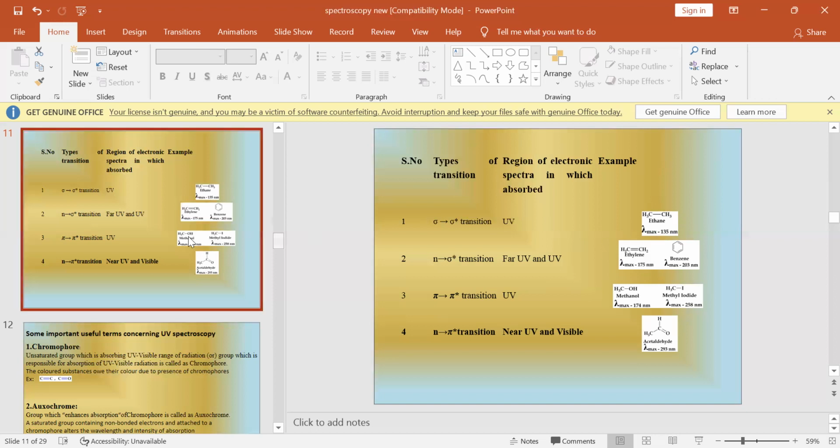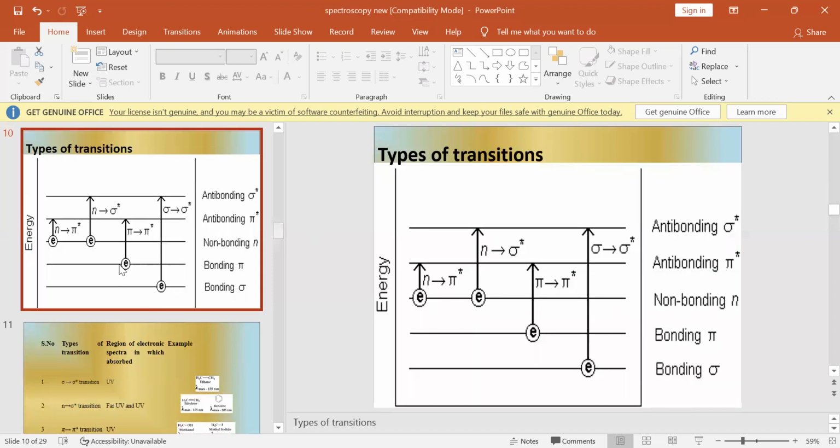Next comes the third transition, pi to pi star transition. An electron from a pi bonding orbital is promoted to an anti-bonding pi star orbital. This is a symmetry allowed and high intensity transition. This is found in compounds containing double bonds, triple bonds and aromatic rings. For example, alkenes and alkynes, CH2 double bond CH2, otherwise CH triple bond CH.